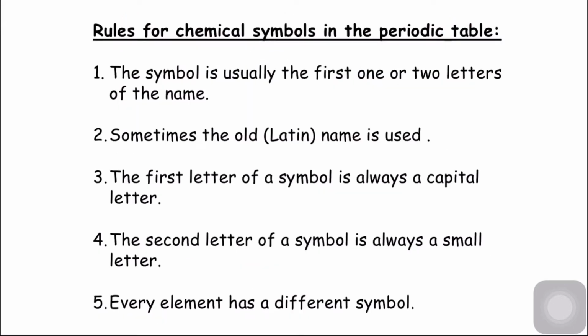Rules for chemical symbols in the periodic table. 1. The symbol is usually the first one or two letters of the name. For example, hydrogen, its symbol is H. 2. Sometimes the old Latin name is used. For example, gold, its chemical symbol is Au from the Latin word aurum. 3. The first letter of a symbol is always a capital letter. 4. The second letter of a symbol is always a small letter. Lastly, 5. Every element has a different symbol. Remember, no two elements have the same symbol.